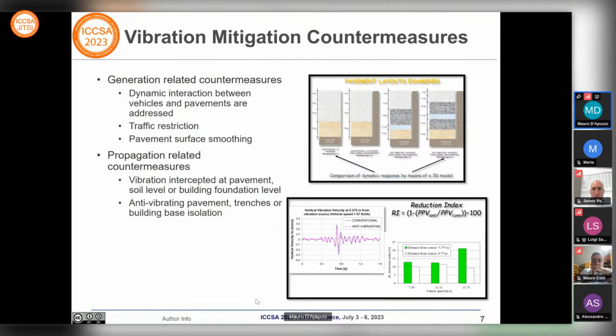and we came up with some sort of pavement layout where you can have some soft layer interposed between stiff layers, and you have somehow some attenuation of vibration level.